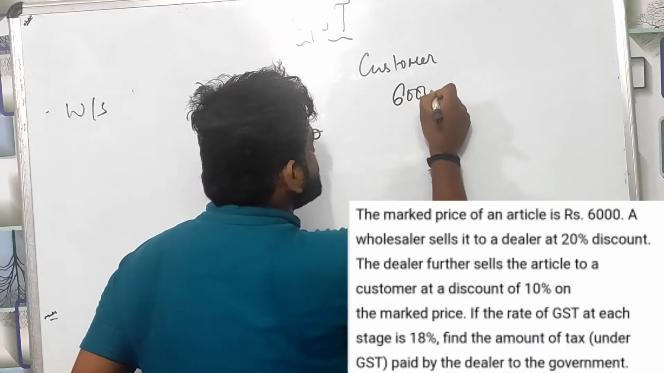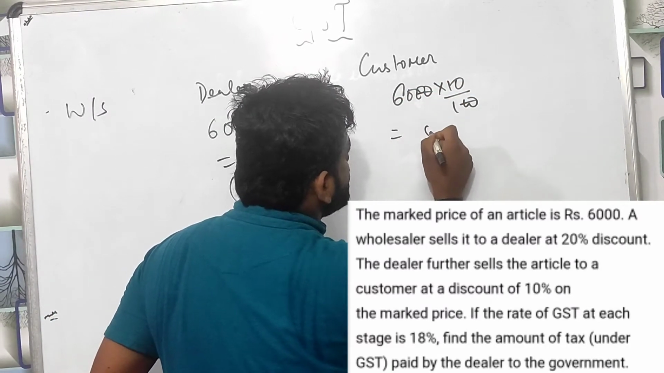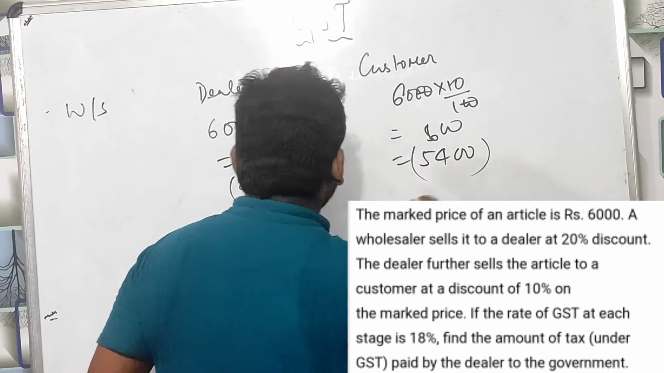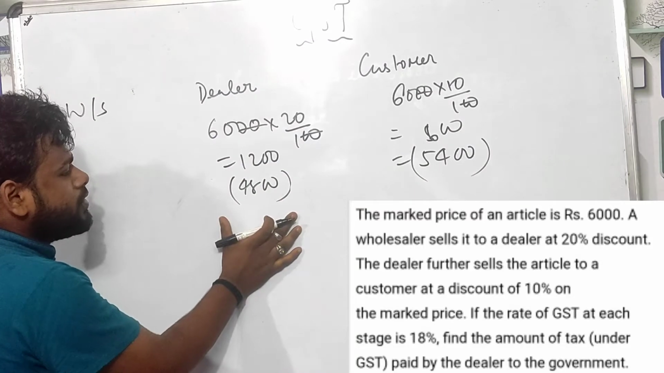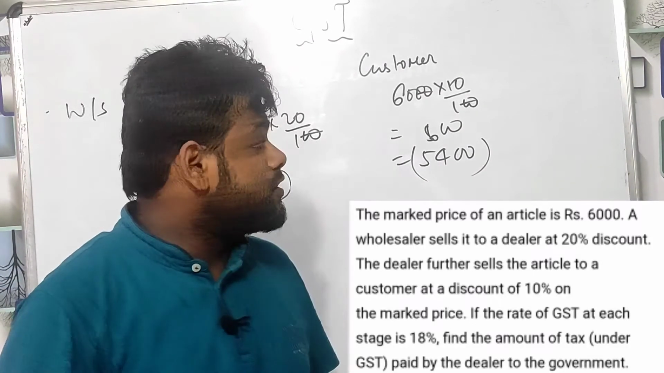6,000 into 10 by 100. That means you sold them for 600 less, which is about 5,400. You purchased from me at 4,800, and you sold them at 5,400.